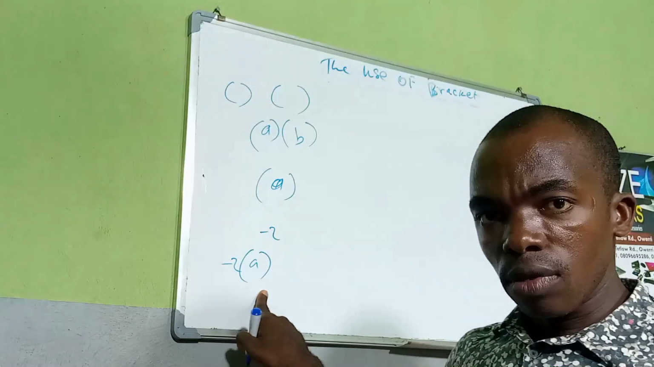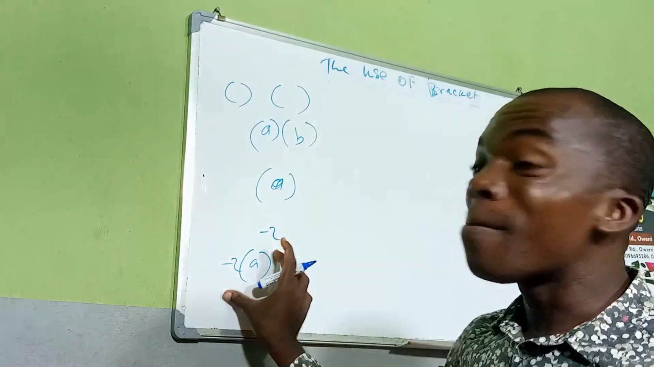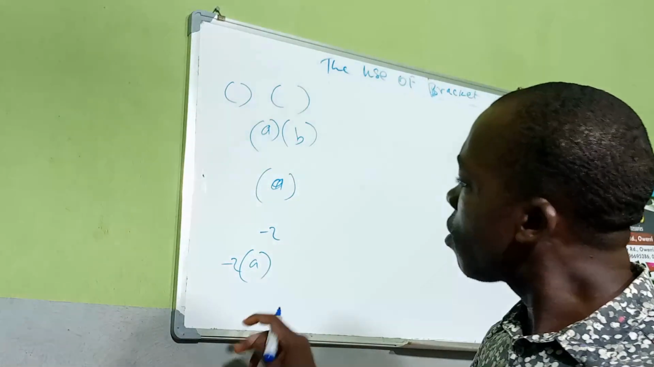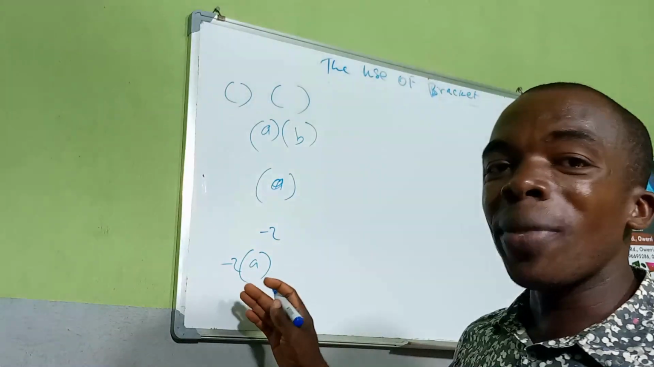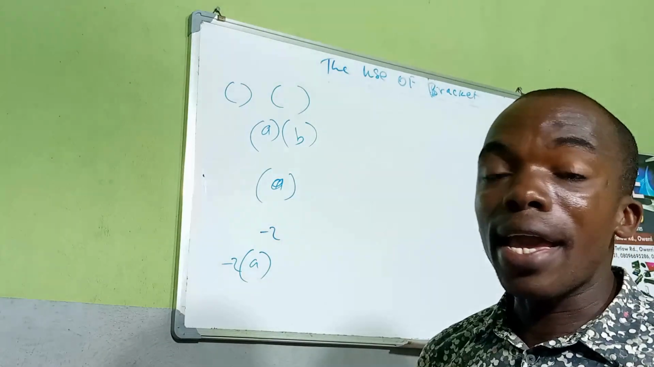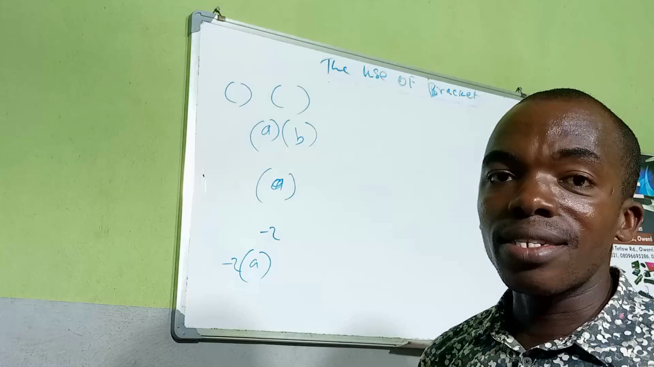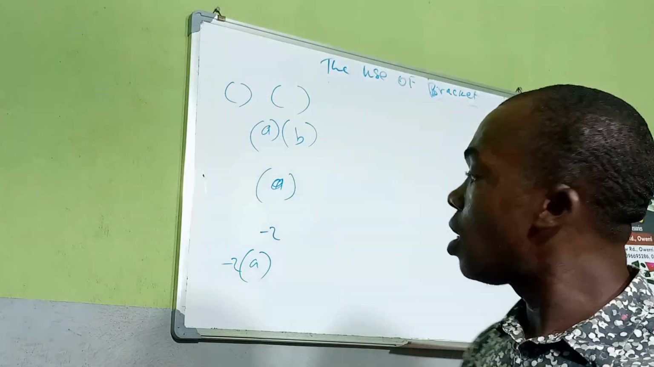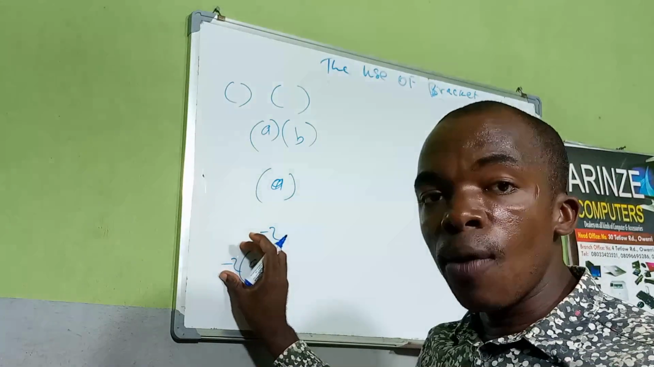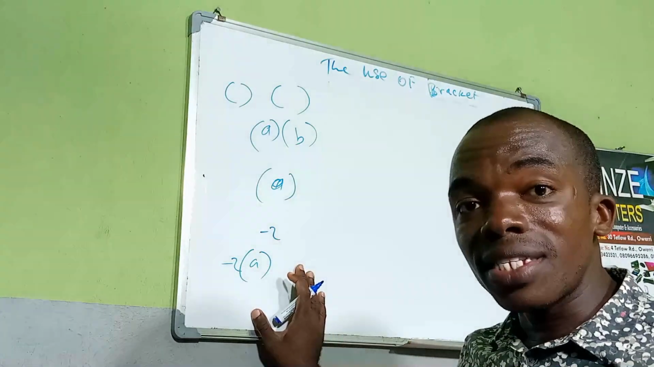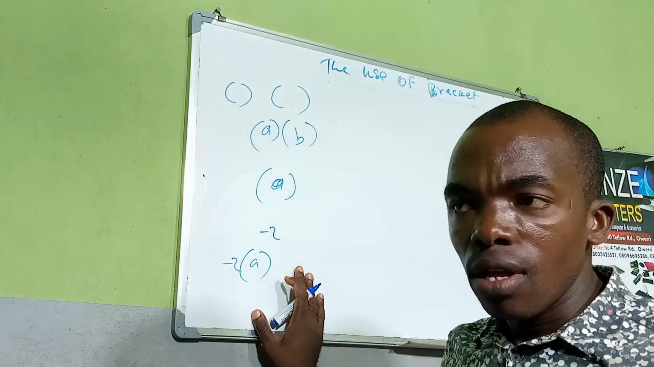That's what it means. Do you understand? It means what? -2 times a. Now, but if this -2 is coming at the back of the bracket, it doesn't mean -2 times the bracket. If this -2 is coming at the back of this bracket, it is no longer multiplying this bracket. You understand?